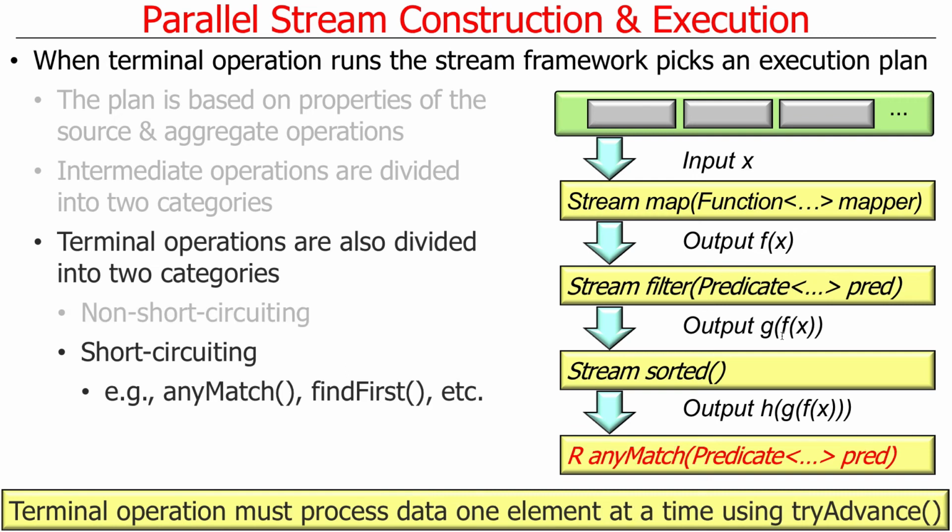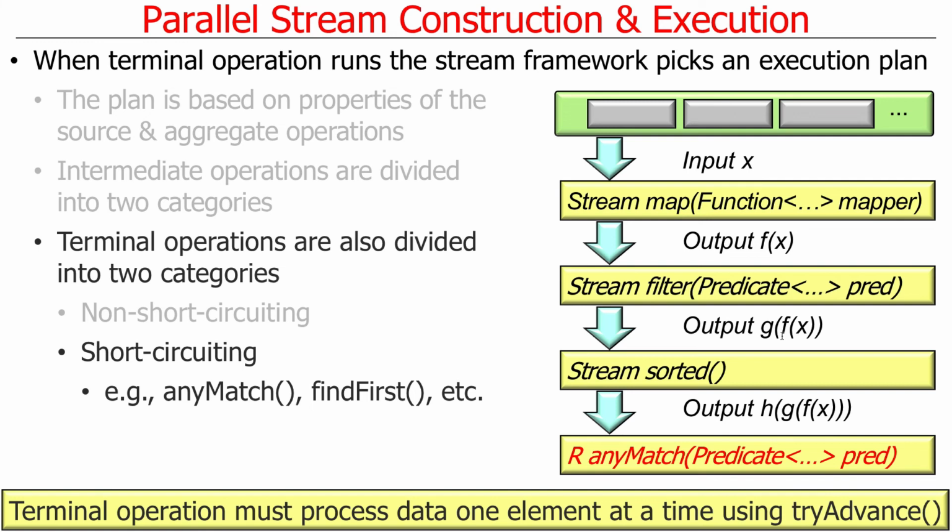Conversely, short-circuiting operations can stop when a condition is satisfied. A good example would be, find me the first thing, or match anything, right? These are basically short-circuiting. I don't tend to use these a whole lot, but they do exist, and so you should be aware of them. So findFirst, anyMatch, and so on.